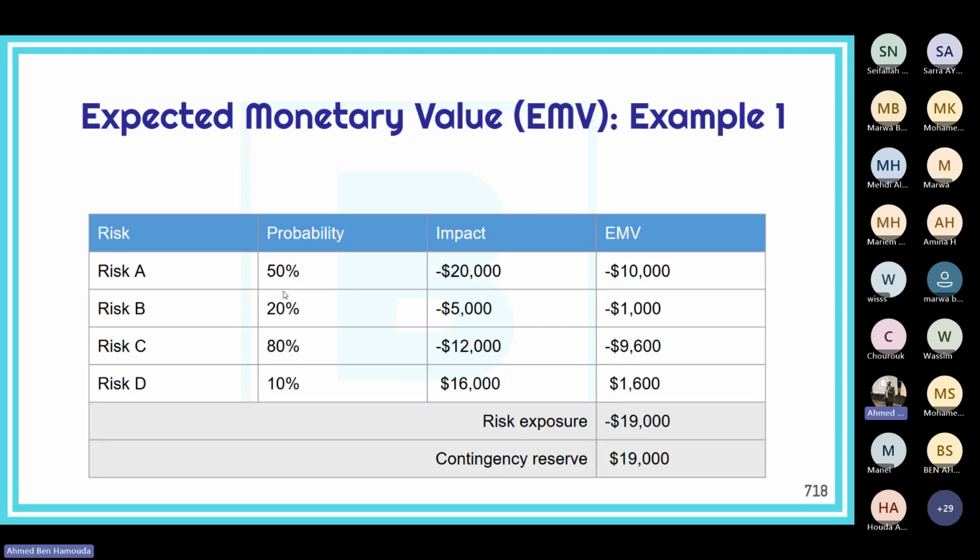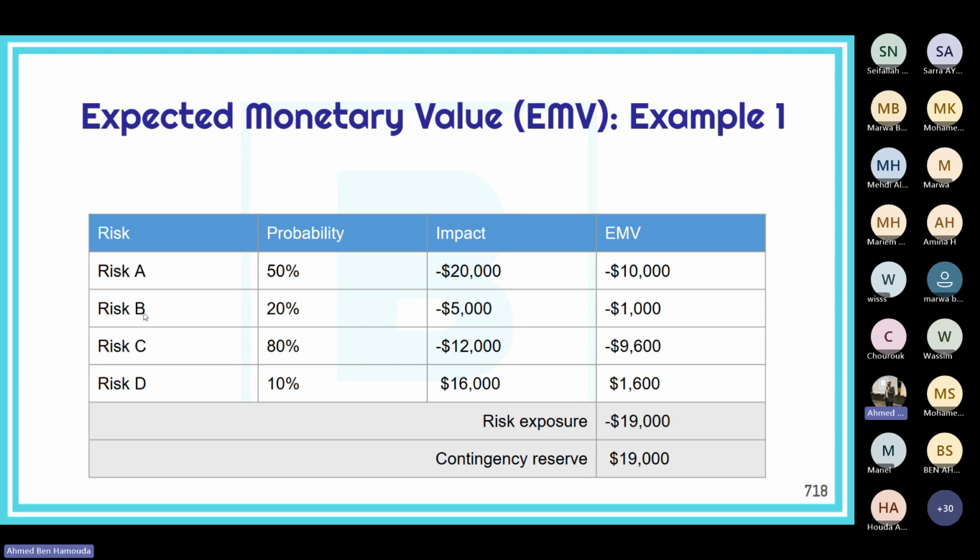Let's take an example. Here we have four risks: risk A, risk B, risk C, and risk D. Risk A has a probability of 50% and a potential impact of minus 20,000. Since this is minus, this is a threat. So the expected monetary value of risk A is 50% times minus 20,000, that's minus 10,000.